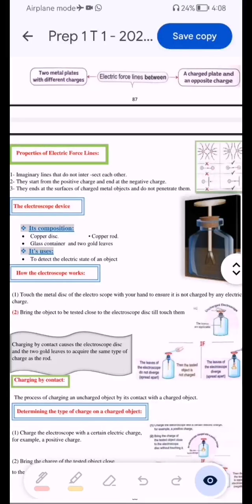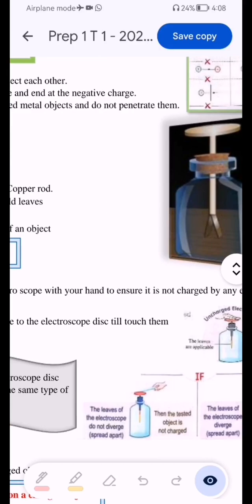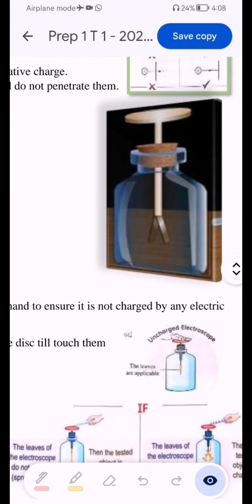Now we will talk about this device that's called the electroscope. Firstly, what does this device consist of? It consists of a copper disc, a copper rod, two golden leaves made of gold, and a glass container.